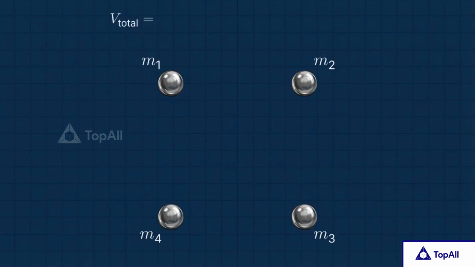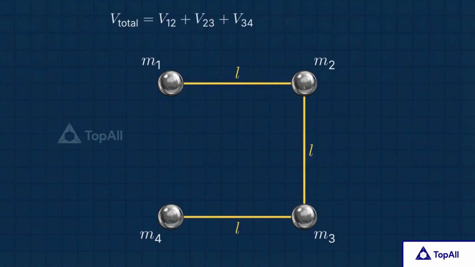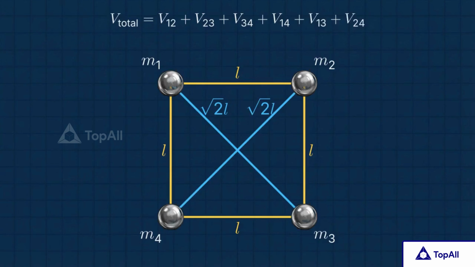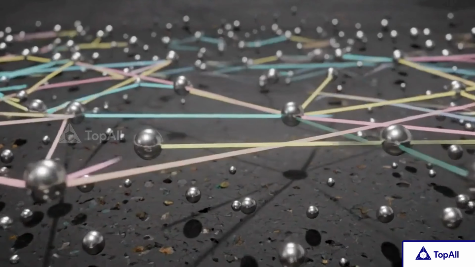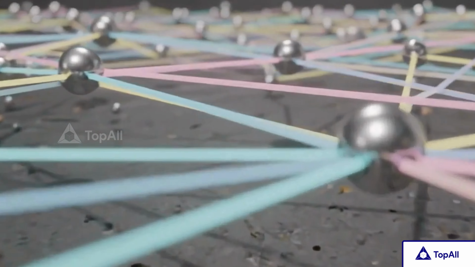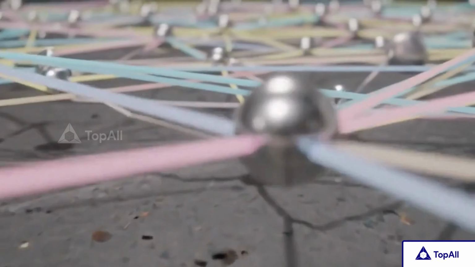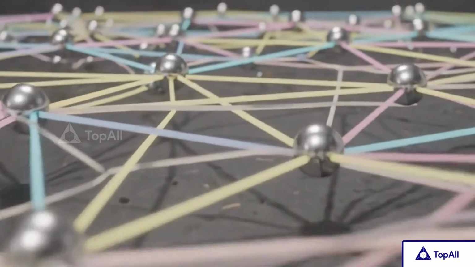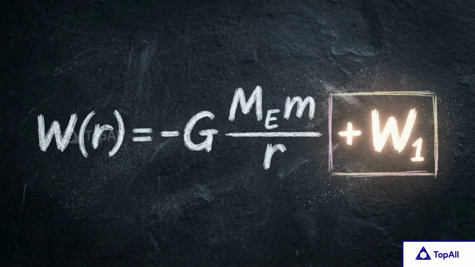To find the total potential energy, we sum the energy of every individual pair. That means calculating the 4 outer edges and the 2 inner diagonals, totaling 6 distinct connections. The total energy of the universe is the mathematical sum of millions of these individual conservative pathways interacting at once. This brings us back to the constant, W1.